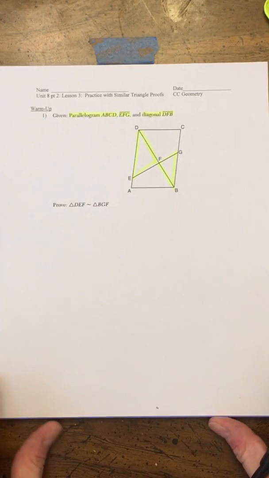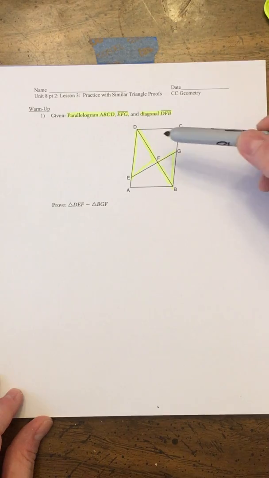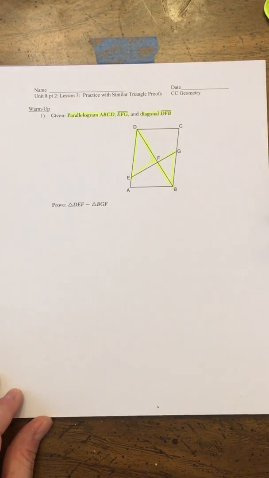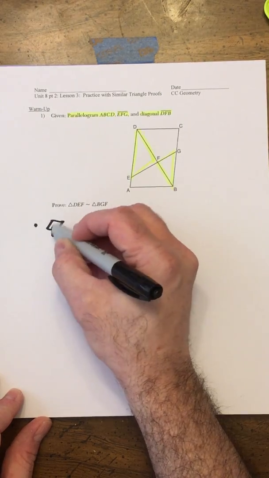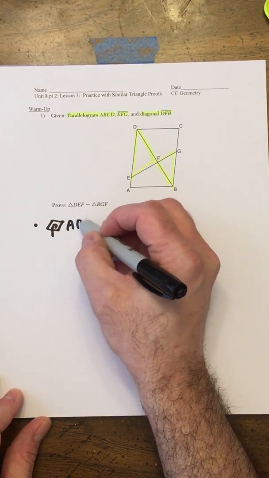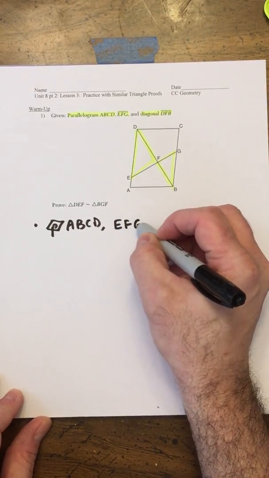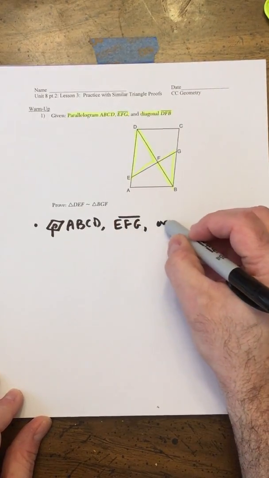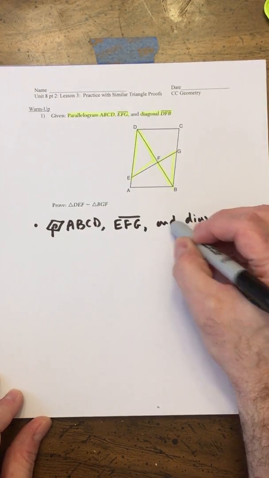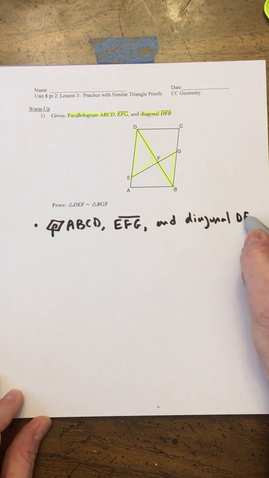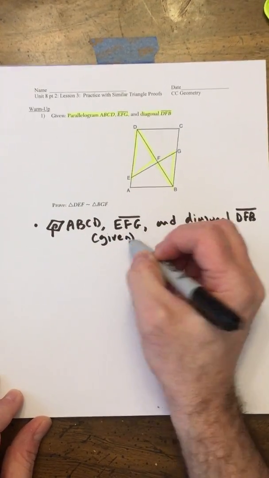Sorry if I said congruent before. And this proof is pretty easy. Don't be confused by the fact that it's inside of a parallelogram. Well, let's write down our givens first, as we always do. You know, parallelogram ABCD is given. I'll put this all in one line. EFG is a straight line segment, and we're given diagonal DFB. And these are all given.